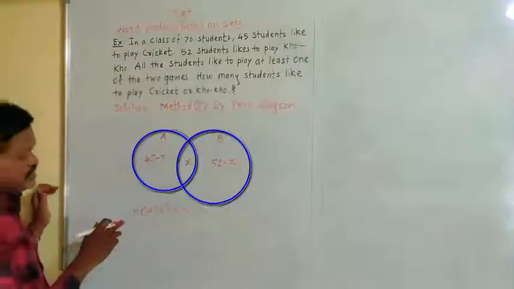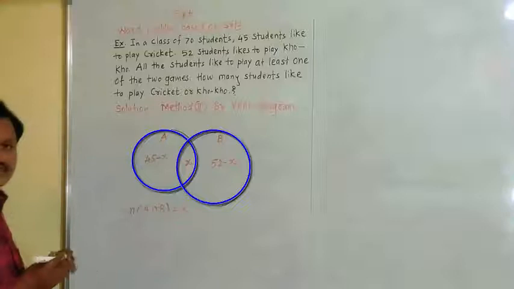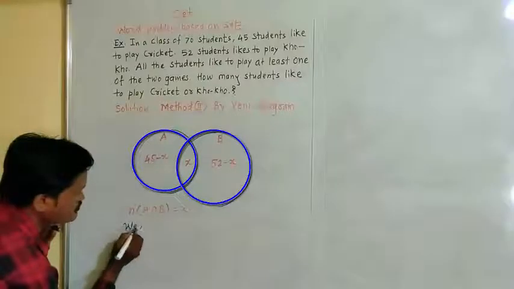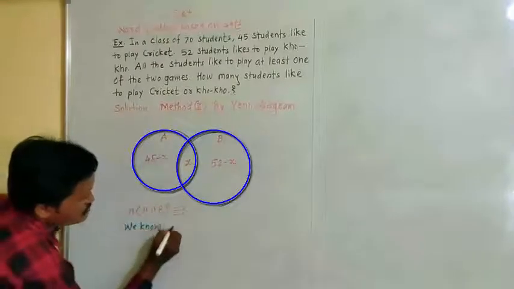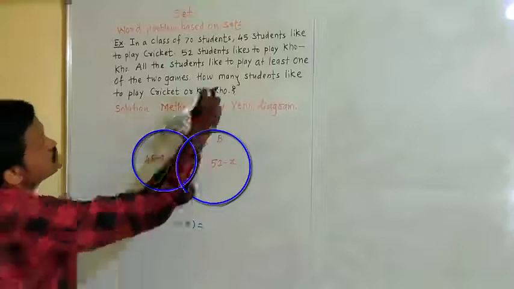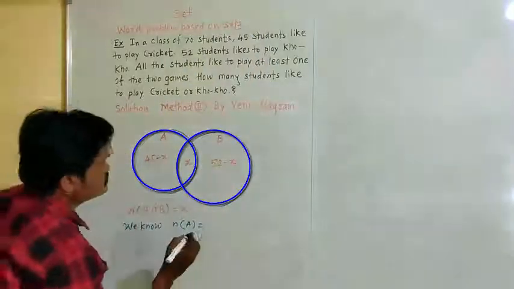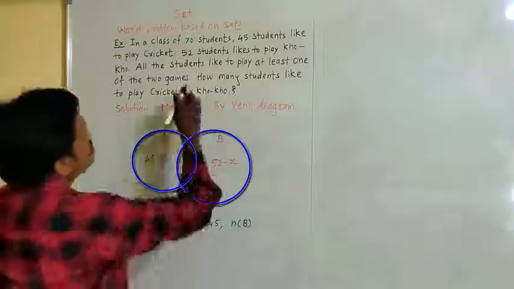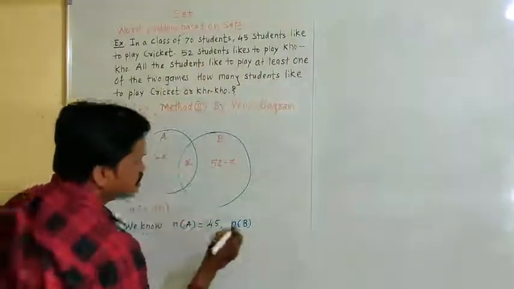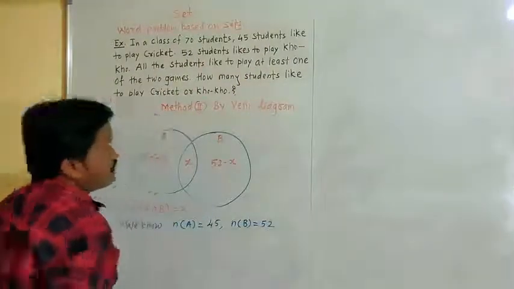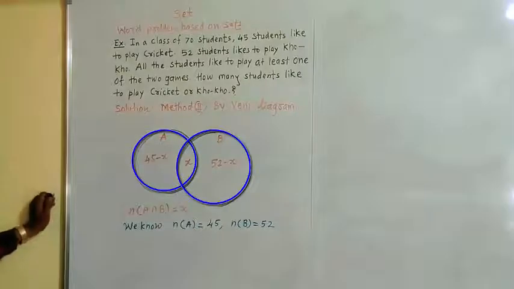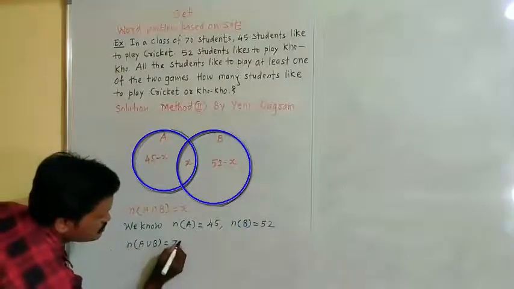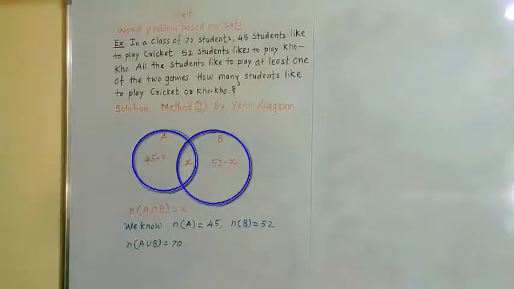So we find out here n of A intersection B, that is the X. How is it? So look here, we know n of A, that is the students who play cricket, that is 45. n of B, 52 students like to play Kho, so n of B is equal to 52. And all students play at least one game, so n of A union B is equal to 70.